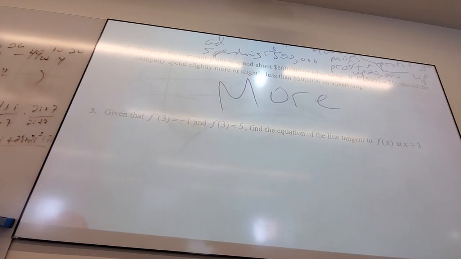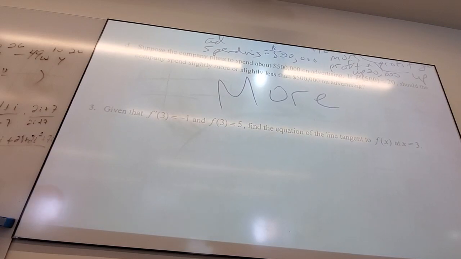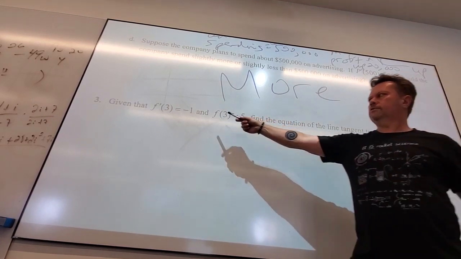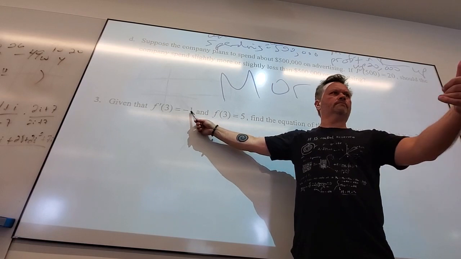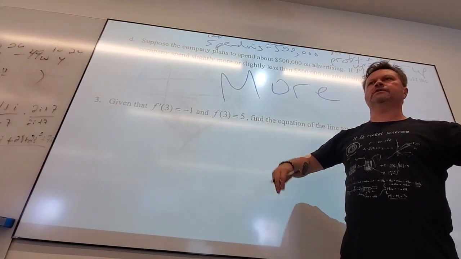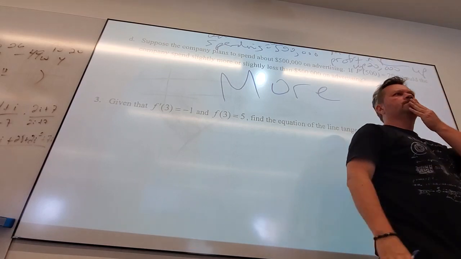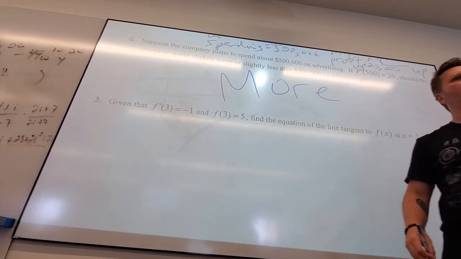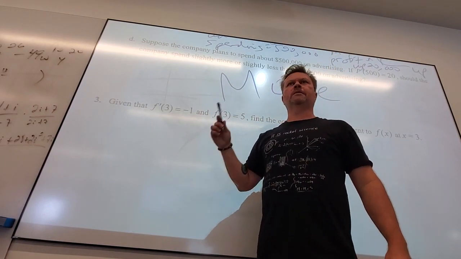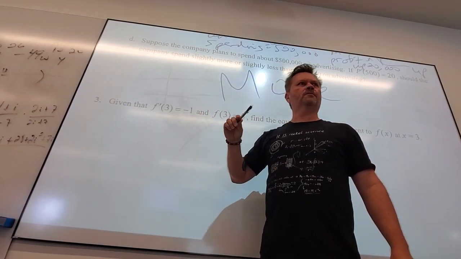Oh, number 3 should be a quick one. Let's see if you guys agree. What algebraic letter, symbol, could I use for this? M. This is a slope, yeah? What point does my function go through? 3, 5. Does my function go through the point 3, 1? I mean, sorry, 3, negative 1. Does my function go through the point 3, negative 1? Yes.